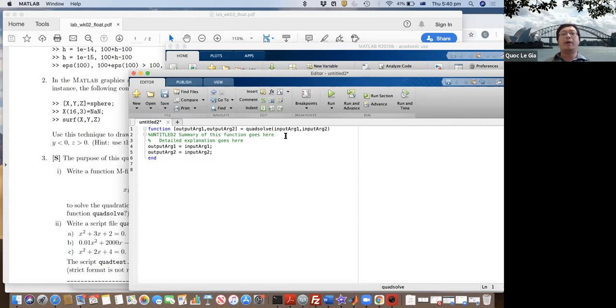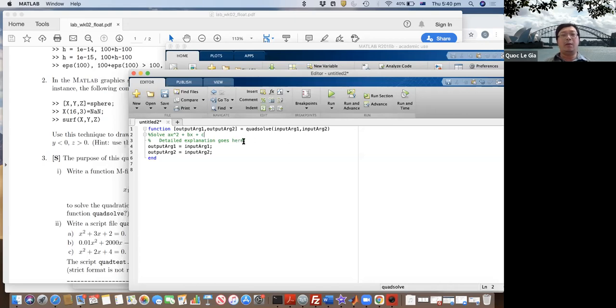Okay, so what does it do? It will solve the quadratic equation ax squared plus bx plus c.